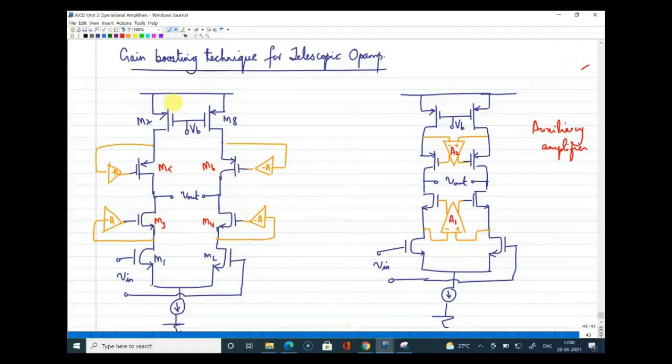Now, for this telescopic op amp, what you can do here is you can directly send the signal from the source of the cascode, feed it back to the gate on both sides. Can you see this? Similarly, send the signal from the source of the cascode, feed it back to the gate on both sides. So this is what we are applying, gain boosting directly to the telescopic op amp.